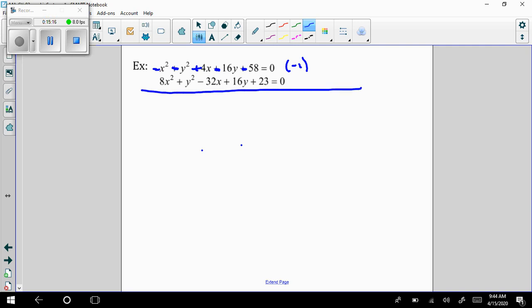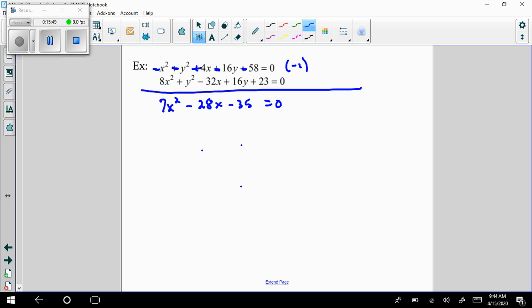All right, so I have -1 plus 8, which is 7x squared. My y squareds go away. I have a +4 minus 32, which is minus 28x. My y terms go away. And I have -58 plus 23, which is -35.